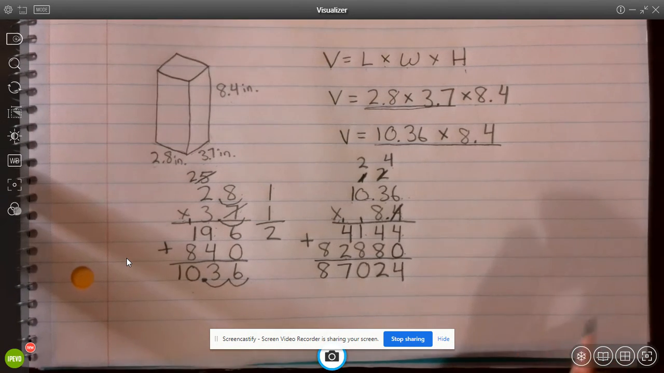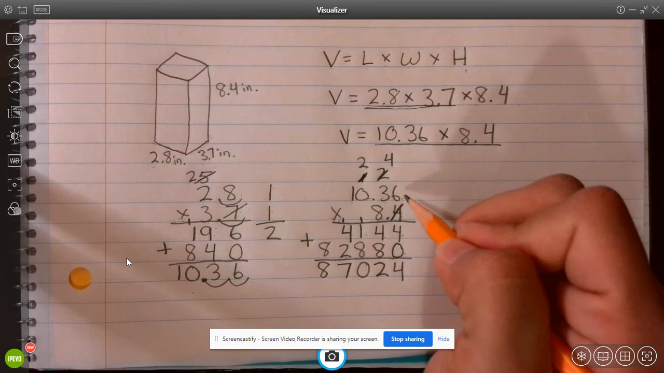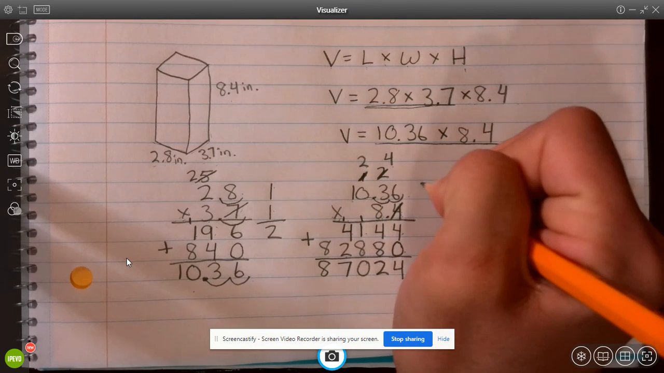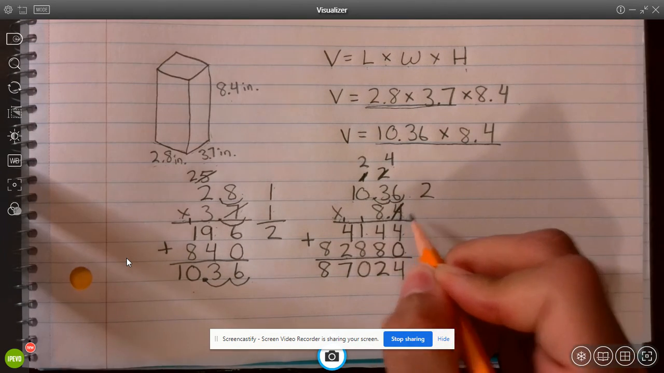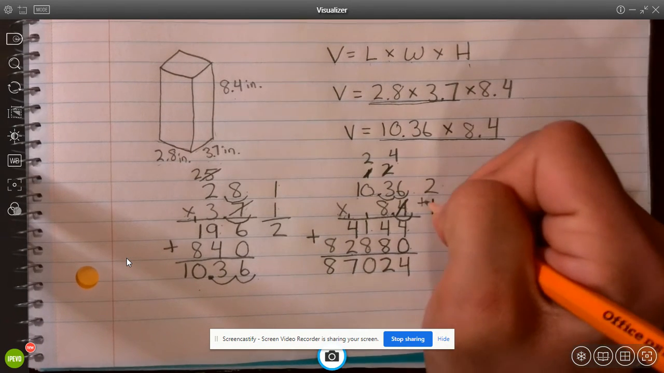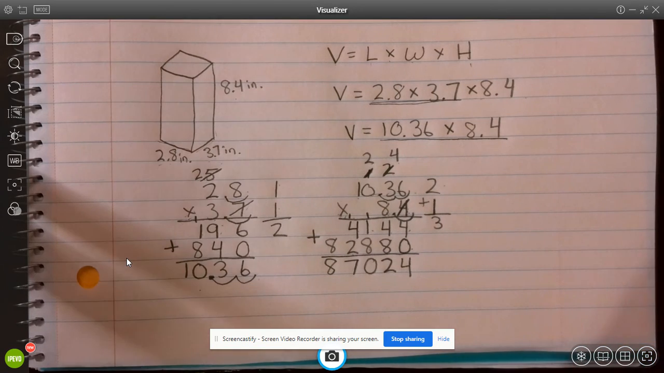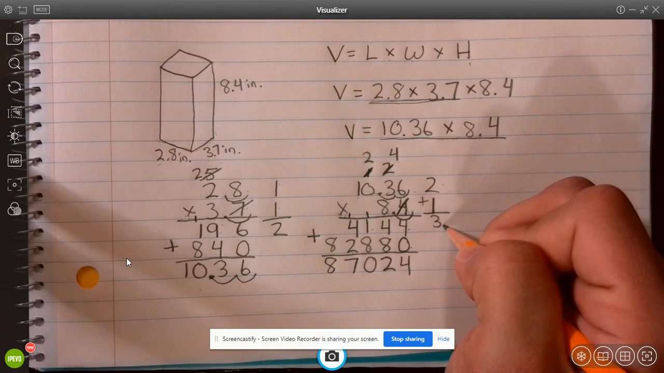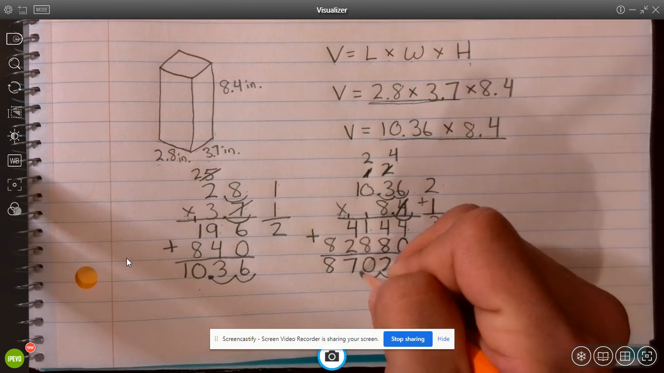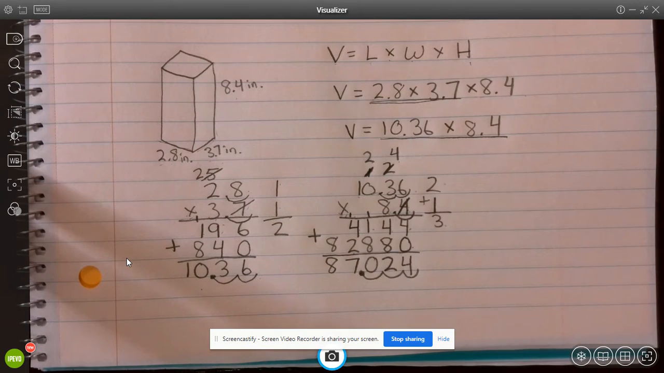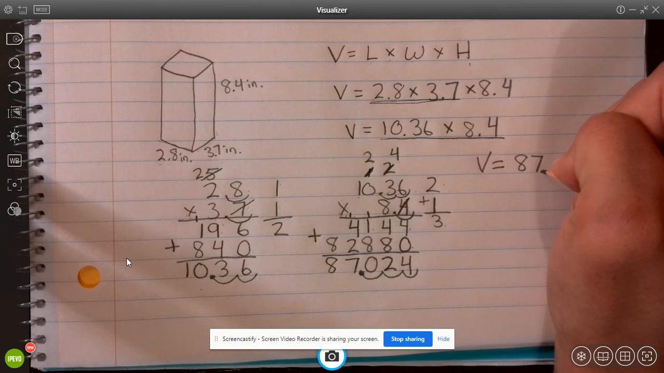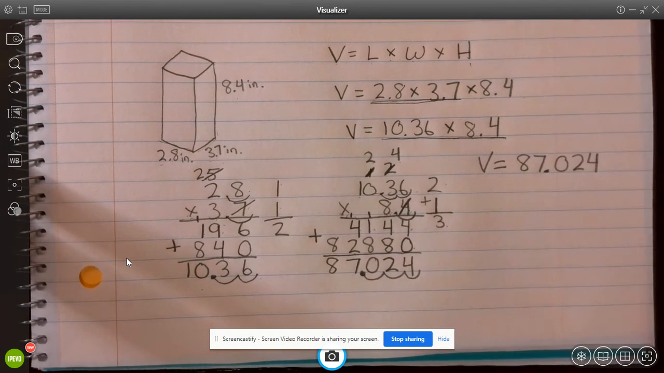Now, how many times do I need to move my decimal? This top number has its decimal here, so that's 2 times. 8 and 4/10, we moved our decimal 1 time. So 2 plus 1 is 3. So I need to move my decimal a total of 3 times. Start your decimal at the end. 1, 2, 3. So the answer is volume equals 87 and 24 thousandths.